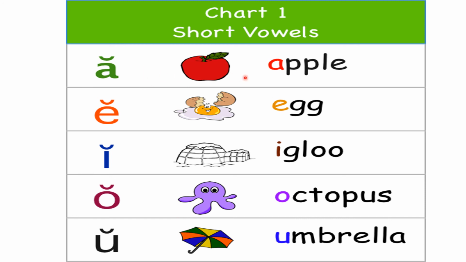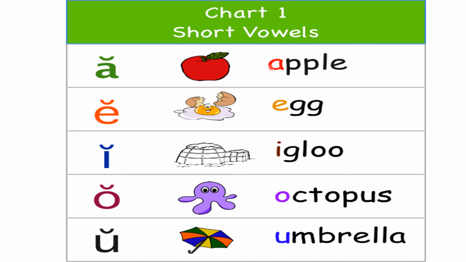See, A is for apple. E is for egg. I is for igloo. O is for octopus. And U is for umbrella. This is the first letter.